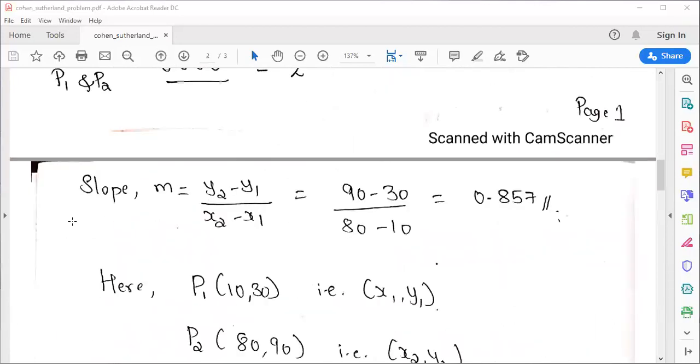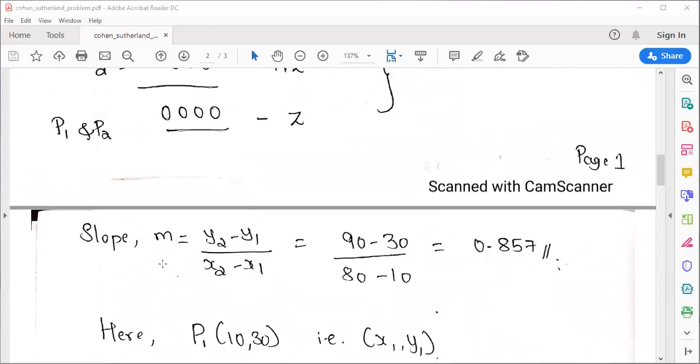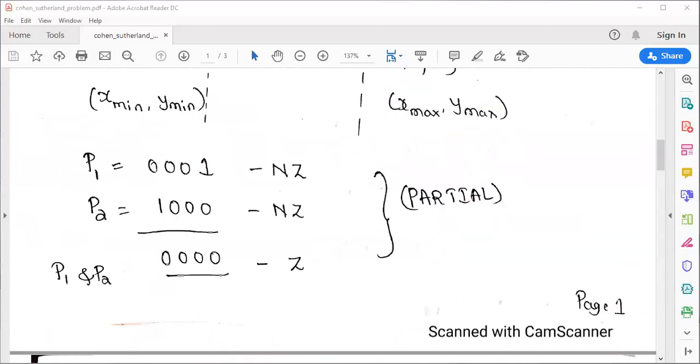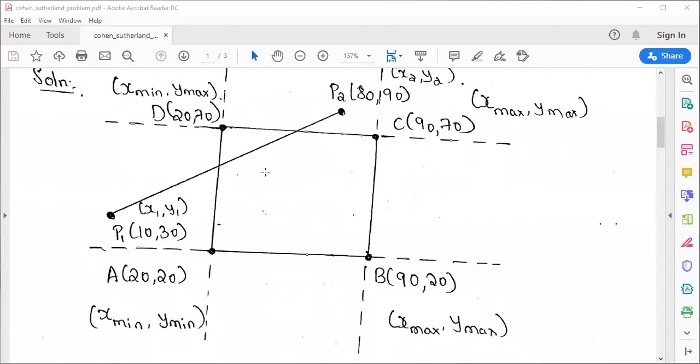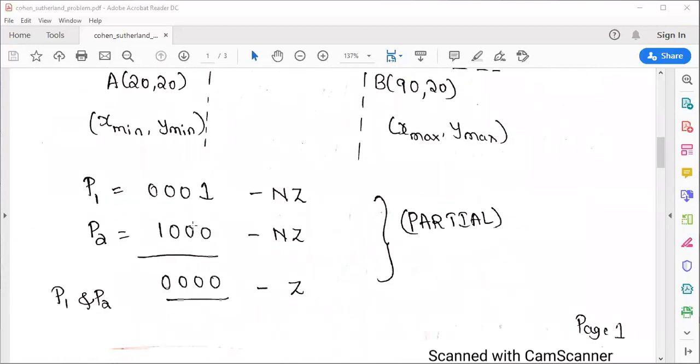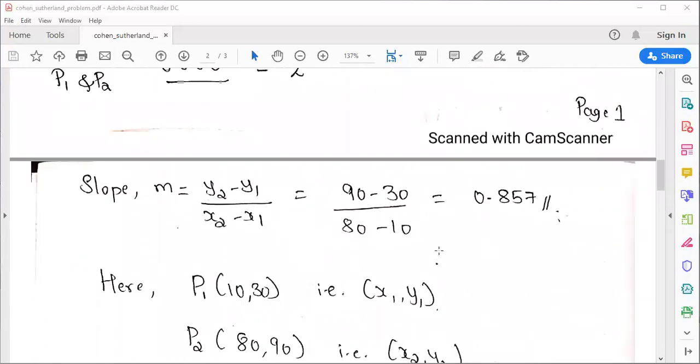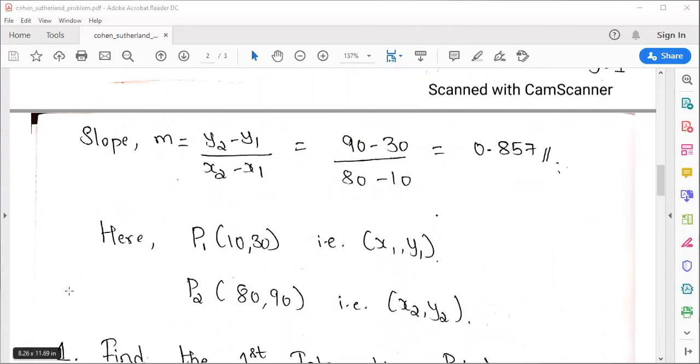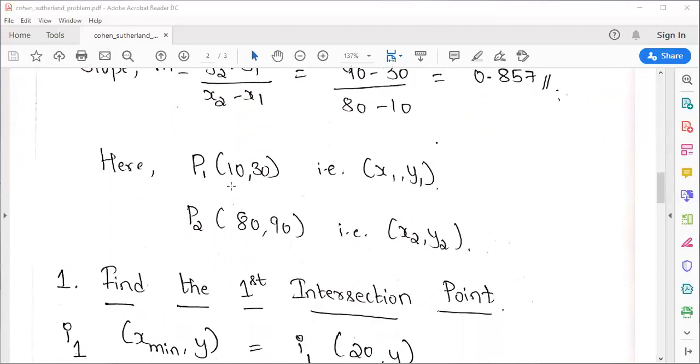To start with, first we will find the slope. The slope formula is m is equal to y2 minus y1 divided by x2 minus x1, right? Our points P1 and P2 are 10, 30 and 80, 90. Therefore, y2 minus y1 is 90 minus 30 divided by 80 minus 10, so I get the slope value as 0.857. P1 is 10, 30, which is x1, y1, and P2 is 80, 90, which is x2, y2. I used these points to find the slope.